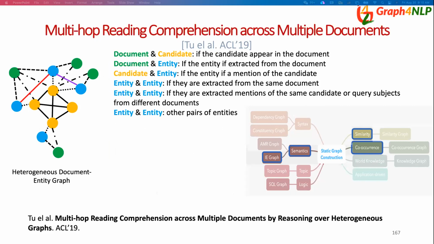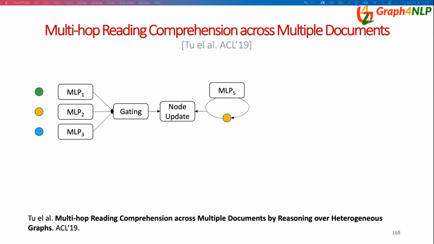So we have document and candidate edges, and document and entity edges, whether the entity is extracted from the document; candidate and entity edges, whether the entities are mentions of the candidate; and entity and entity edges, if they are extracted from the same document, or if they are exact mentions of the same candidate from different documents, or other pairs of entities. So you can see it's also a heterogeneous graph, but it just includes additional types of nodes and edges.